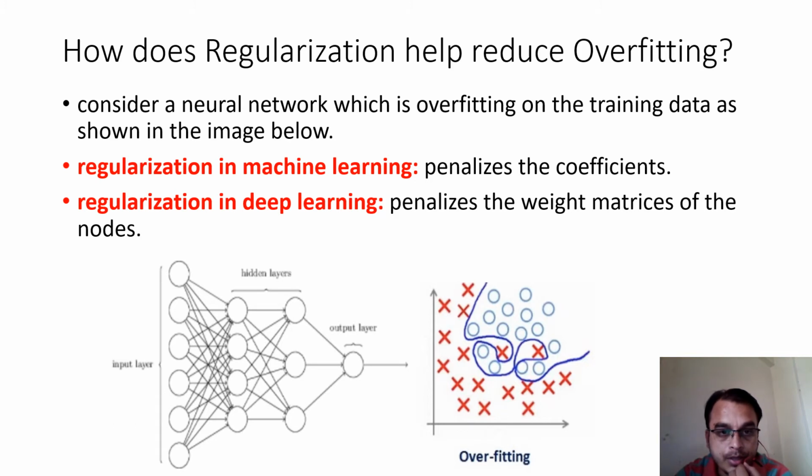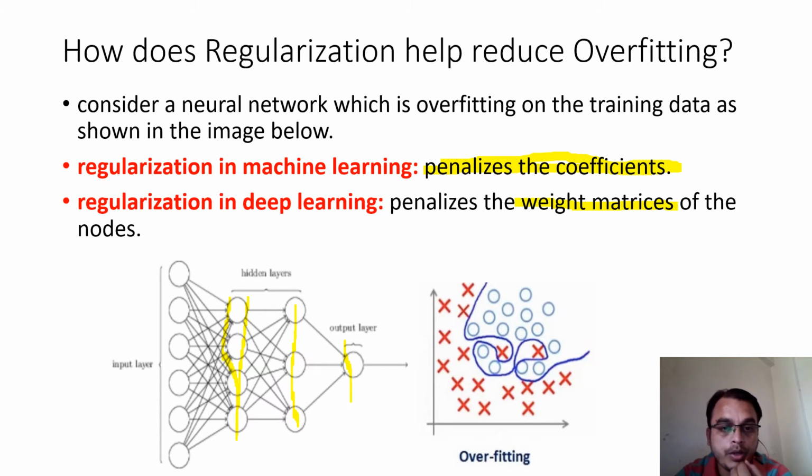Just take an example here. Consider a neural network which is overfitting on the training data, as shown in the image. Regularization in machine learning penalizes the coefficients. So if I apply regularization to machine learning, it impacts the coefficient values. But if I apply regularization to a deep learning model, it penalizes the weight matrix. Here these are the hidden layers, and this is the output layer.